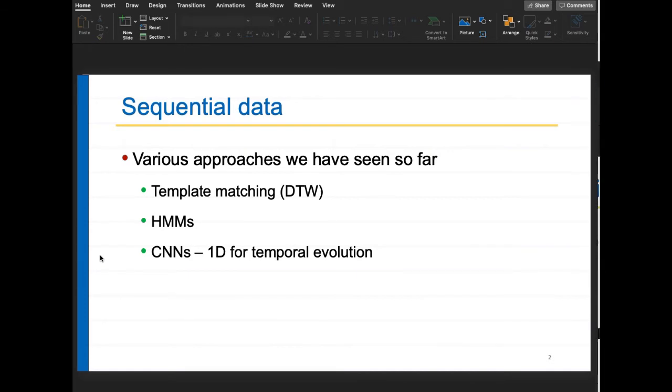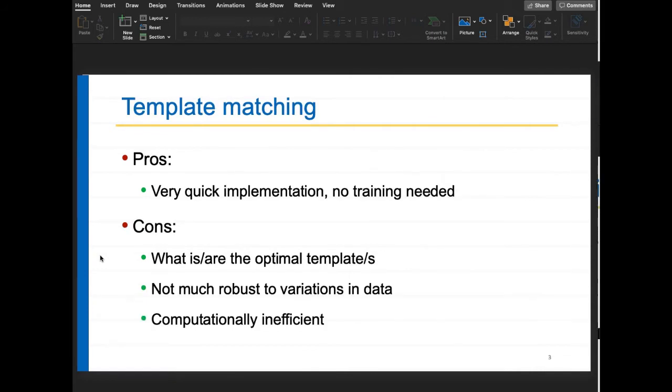Then you saw HMMs. We did not discuss it in this context, but yes, CNNs can be used as well. Let us look at these approaches. A quick recap on these approaches and also some analysis. Template matching. What are the pros and cons? Pros means the advantages, cons means the disadvantages.